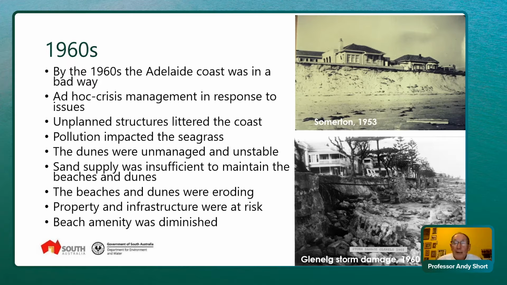Unplanned structures littered the coast. The pollution was impacting the seagrass meadows. The dunes were unmanaged and unstable. Sand supply was insufficient to maintain the beaches and dunes, and consequently the beaches and dunes were eroding. Property and infrastructure, you can see very clearly in those slides, was at risk, and beach amenity for public use was greatly diminished. Imagine going to the beach on the bottom right there. So the beaches were in a bad way.